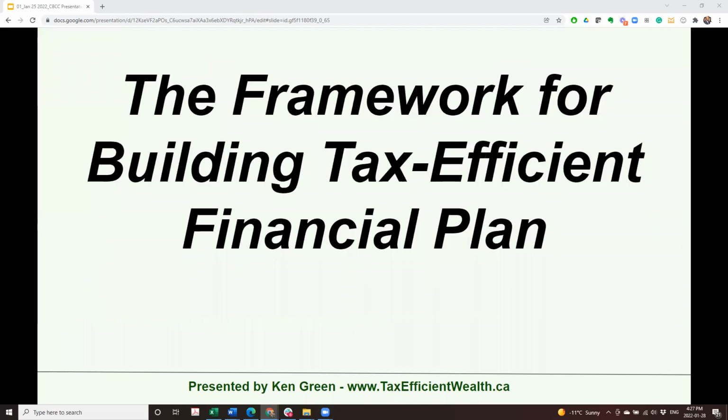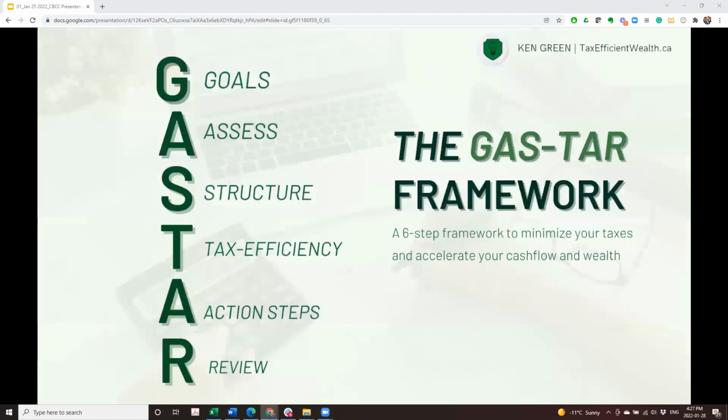So finally, let me share a framework that you can use to build wealth. And this is a framework I call CASTA.